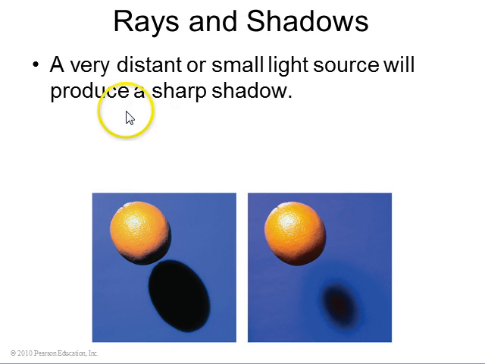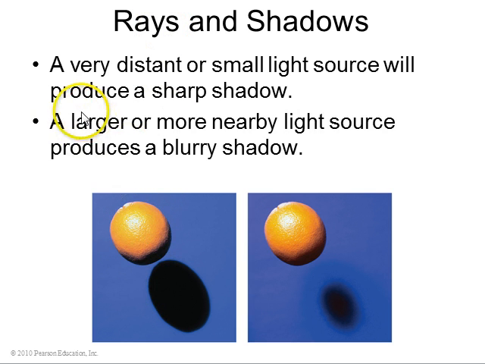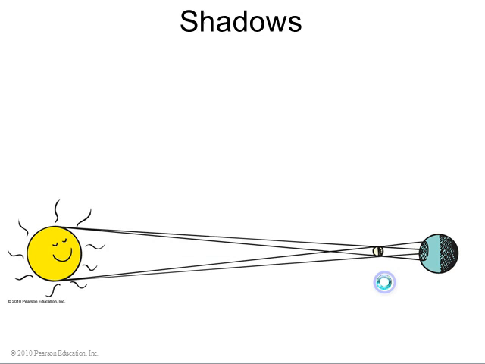So light, when it travels through a vacuum or through the air, travels along straight lines called rays. And so if there is an opaque object, these rays will form a sharp shadow, especially if they're coming from a very distant or very small source. If you have a larger source of light, you can end up with a kind of blurry shadow.